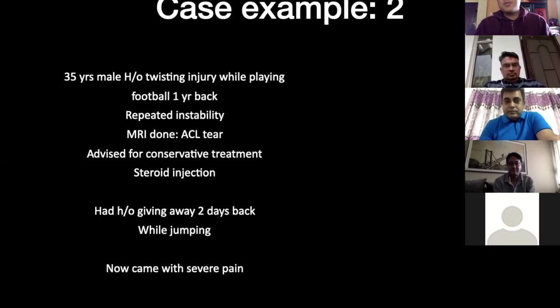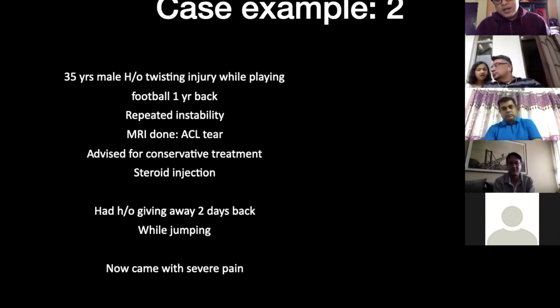I wanted to ask you what was wrong in this whole management. He had conservative treatment, a steroid injection, everything. One year back when he was diagnosed on MRI, at age 35, probably at that time he must have gone ahead with ACL reconstruction. Any difference in opinion, Rajeev sir? No, I think everything is wrong with his treatment. Okay, now we need Dr. Navin to do the correct treatment.